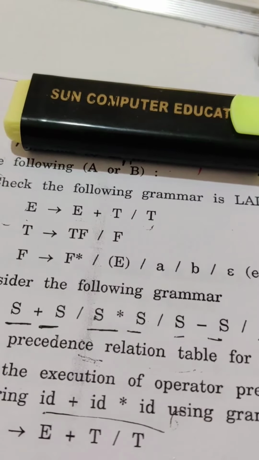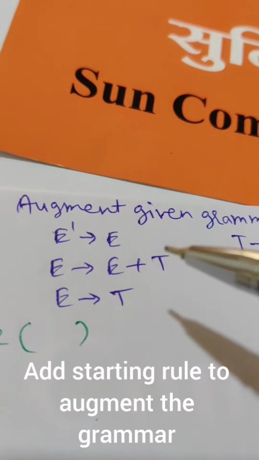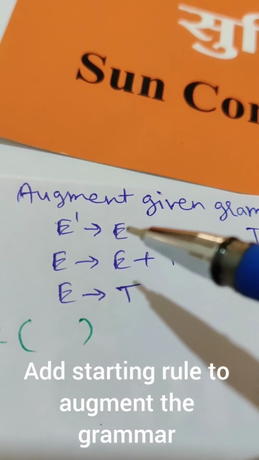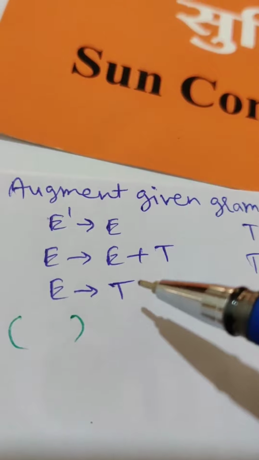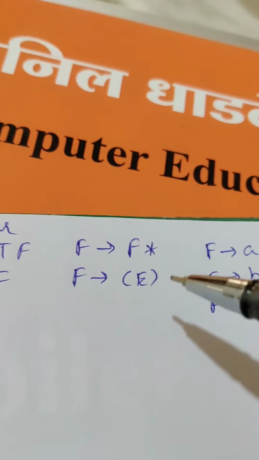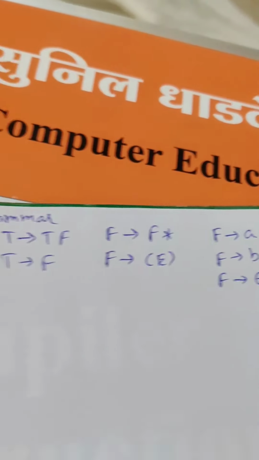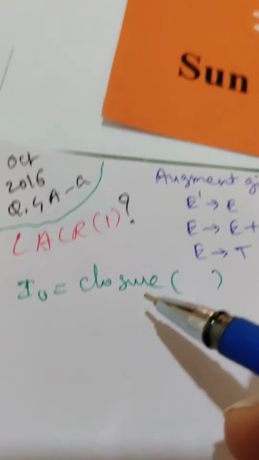Okay, so the first step, as you know, is to augment the given grammar. By augmenting, what I mean is we always add one starting rule, E' goes to the original starting non-terminal E. Then I've written the rules of the original grammar separately on each line just to distinguish them, and we can number them to identify. Now the next step is to find the closure.